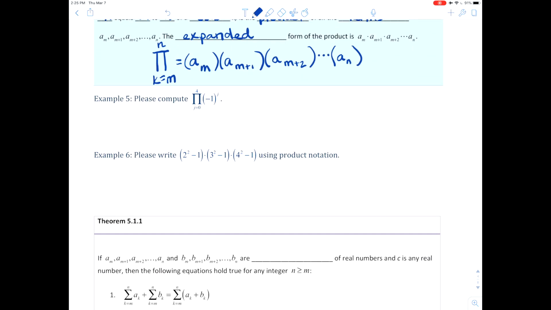All right, so we're going to compute the product from j equals 0 to 4 of -1, that quantity raised to the j. So be careful when the negative is in the parentheses, you're going to have something that will alternate, right, when it's raised to a power. So let's check it out.